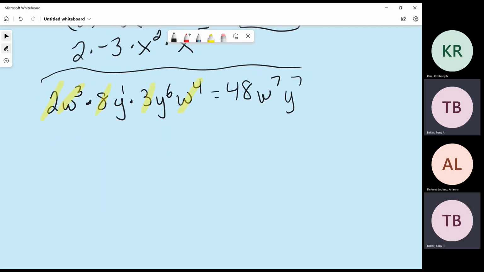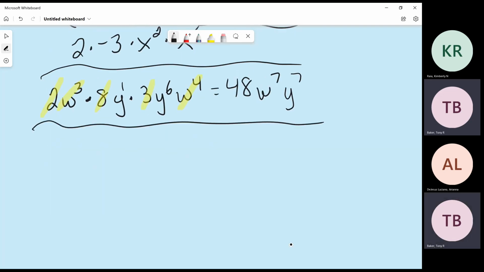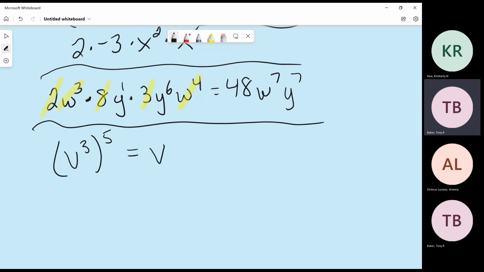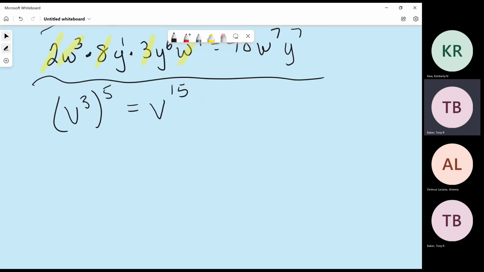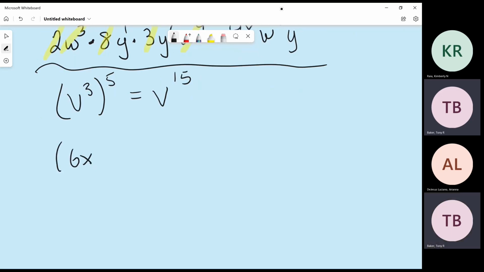So, all right, let's add in parentheses with exponents outside. So this one's going to be v to the what? Right. We just multiply it 3 times 5. It's just using the rule we did. If I had 6x to this, actually, let's not do 7. I'll be nice. We'll do 6x squared.